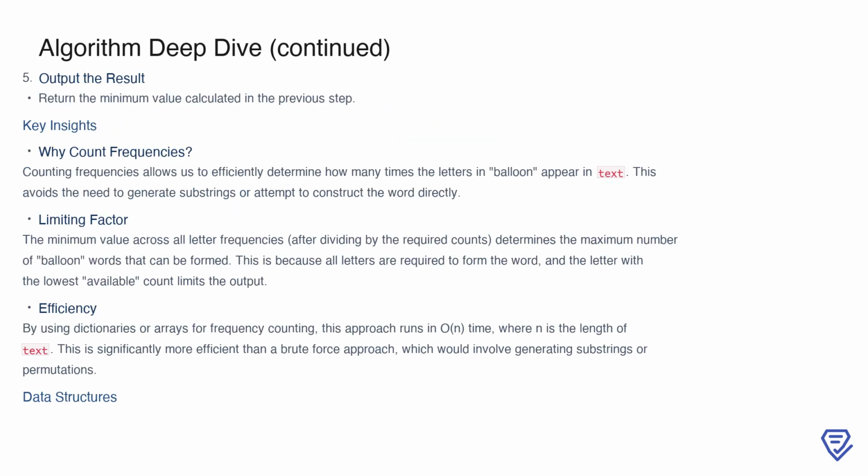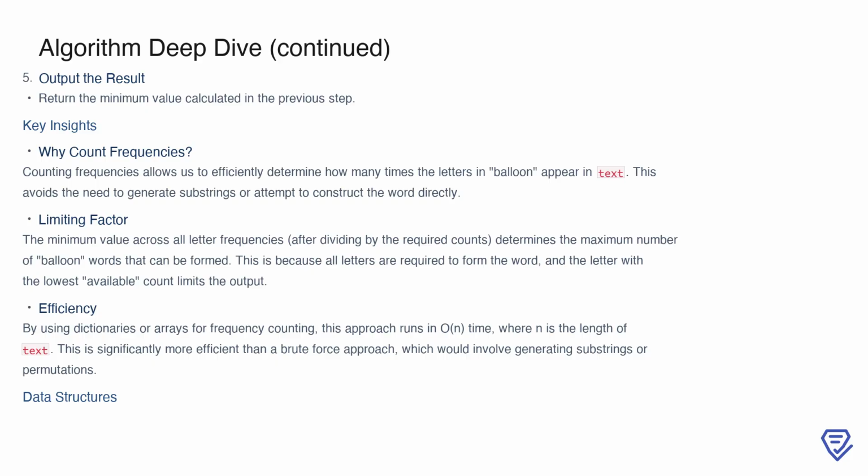Once we've calculated the limiting factor, the result is simply the minimum value obtained from the division calculations for all required letters. This value represents the maximum number of complete balloon words that can be formed from the input string. By focusing on frequencies, we avoid the need for more complex operations like generating substrings or constructing the word directly.